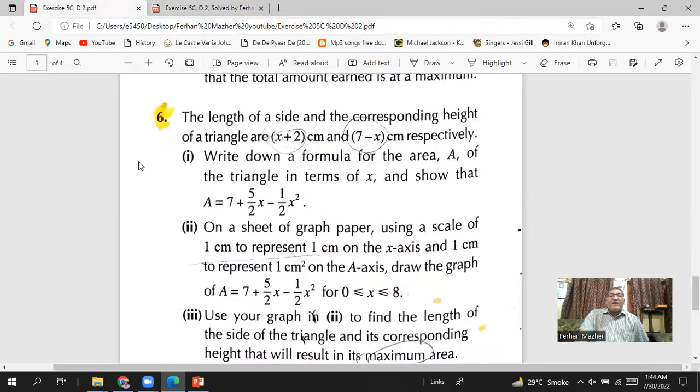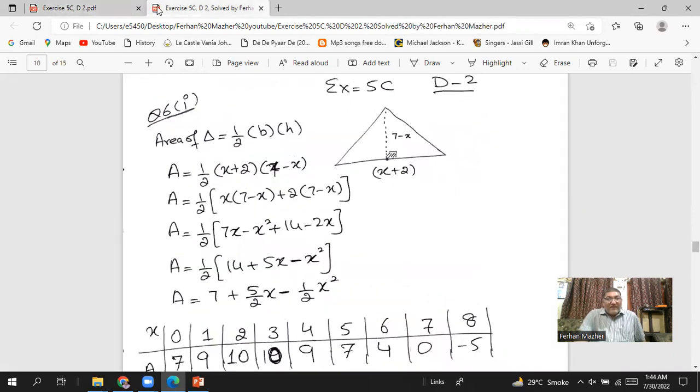Okay, then what they want. On a sheet of graph paper, using a scale of 1 centimeter to represent 1 unit on the x-axis and 1 centimeter to represent 1 square centimeter on the A-axis, draw the graph of A equals that equation, and the values of x we will take from 0 to 8. Okay, so I will make a table.